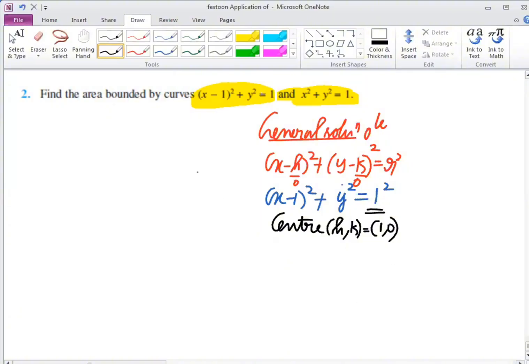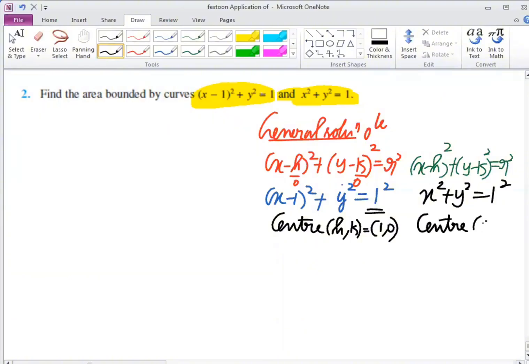Let us consider one more equation he has given. It is again the same form, (x minus h) whole square plus (y minus k) whole square is equal to r square. Anyhow, he has given the equation x square plus y square is equal to 1 square, so the center will be 0, 0. That means it is very clear now that these two are the equations of circles. Then definitely we must draw two circles.